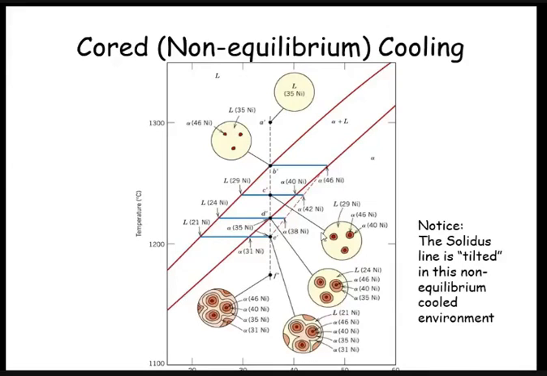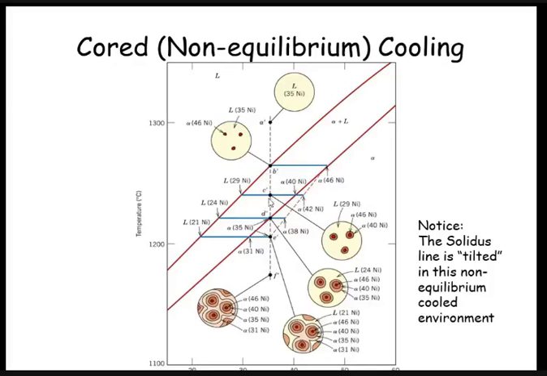So what happens due to this non-equilibrium cooling? Suppose from this point B dash you start non-equilibrium cooling, with a much faster cooling rate. In that case, you are deviating from this solidus line. You can see it here. This dashed line indicates that the solidus line is tilted in this non-equilibrium cooled environment, and these are the new compositions. When you follow this path, you can see 46 weight percent nickel at this point.